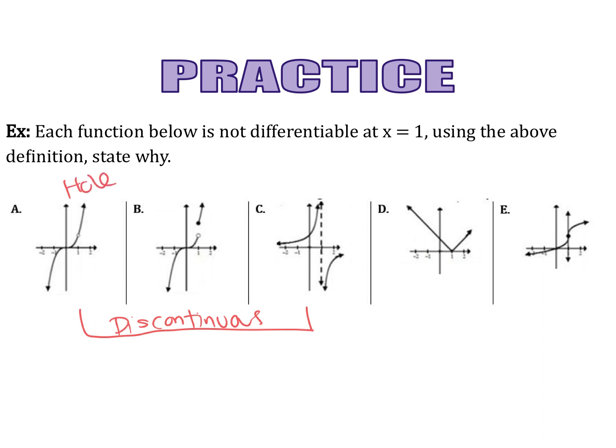Here there's a hole, here there's a jump, here there's a vertical asymptote. And because they're not continuous, or because they're discontinuous at x equals 1, they're not going to be differentiable there. Part D has a sharp turn, so it would not be differentiable at x equals 1, and part E has a vertical tangent, and that's why it would not be differentiable at x equals 1.